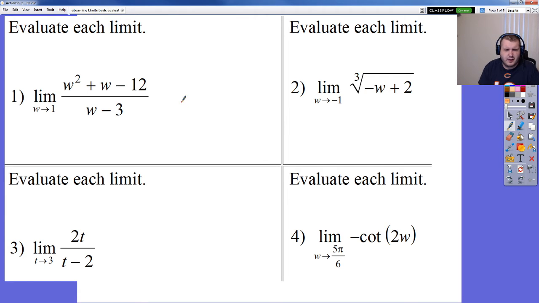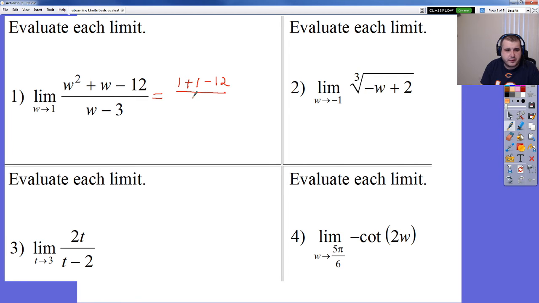No, taking situations that could cause problems, right? That's what we're worried about. So if we plug in 1 here, well, look, we got 1 squared plus 1 minus 2. That's okay. We can get a negative number, right? This is 1 squared, which is 1, plus 1 minus 12 over 1 minus 3.